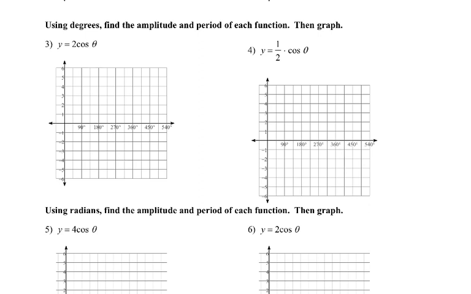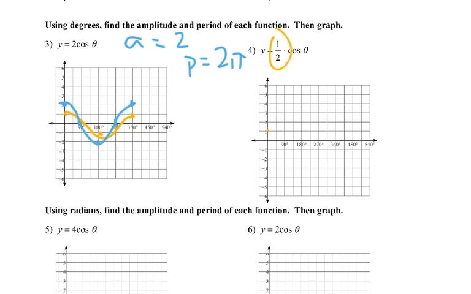So if we have our parent graph like that, an amplitude of 2, still a period of 2 pi, means instead of starting at 1, we start at 2. Instead of ending at 1, we end at 2. And instead of going down -1 halfway, we go down -2. Now 90 and 270 still stay in that same spot. And it looks like that.